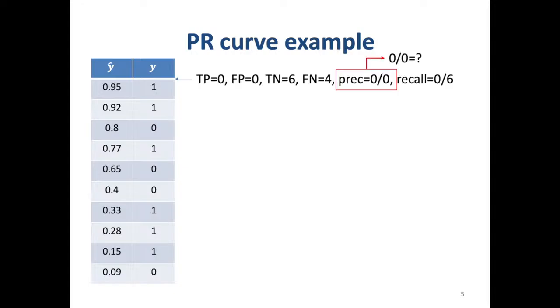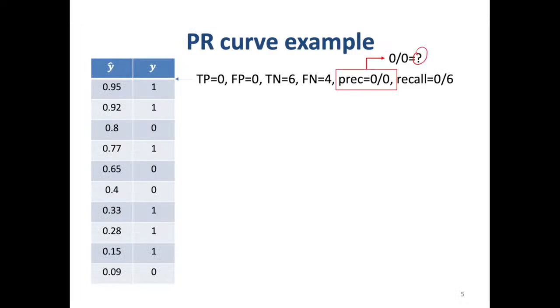If we set the threshold really, really high, then the precision is 0 divided by 0, but previously in the ROC curve we defined this as 0 directly. But here, let's just put a question mark. We will decide the value later. But recall is apparently 0 divided by 6, because out of the 6 truly positive cases, none of them are predicted as positive.